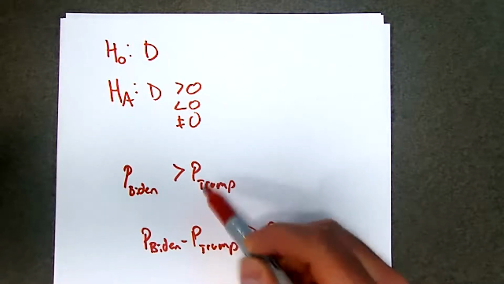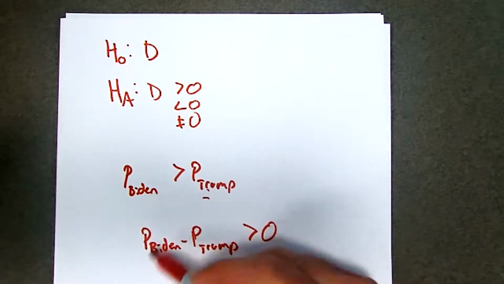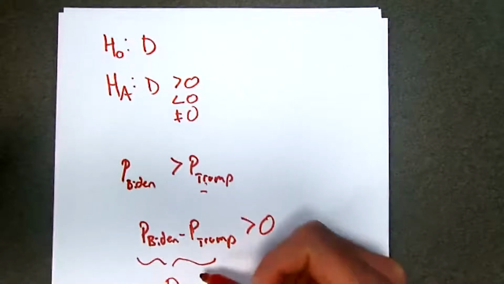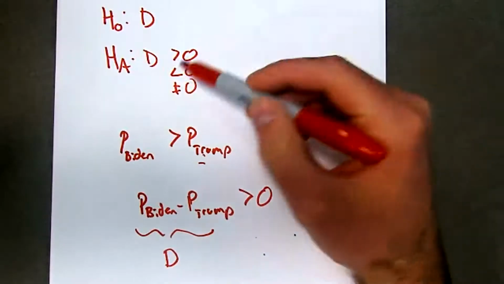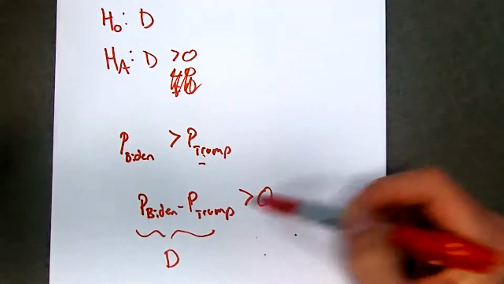Yeah, greater than 0, right? If I subtract this from both sides, I'd have this, which represents my difference. And I'd be saying, is that difference greater than 0? Okay? So that's my alternative hypothesis.